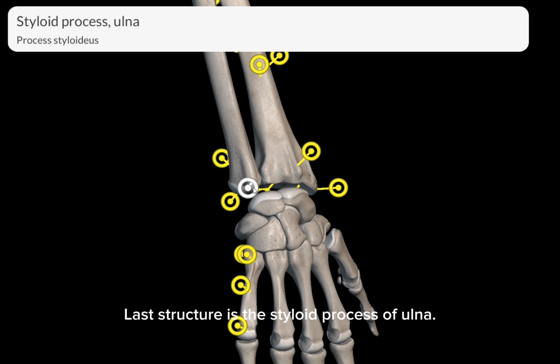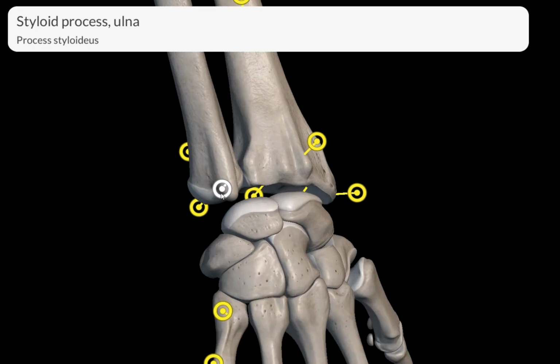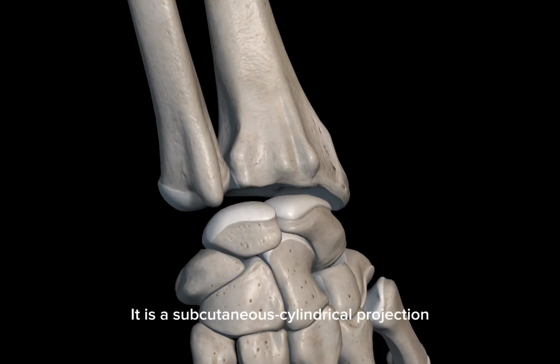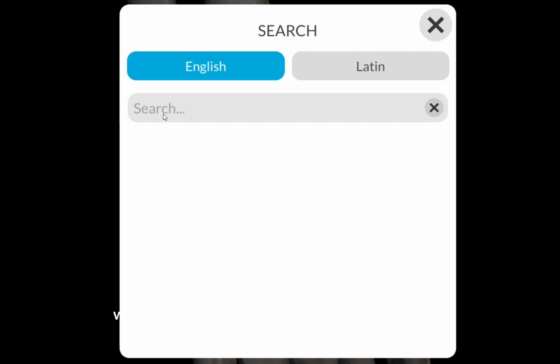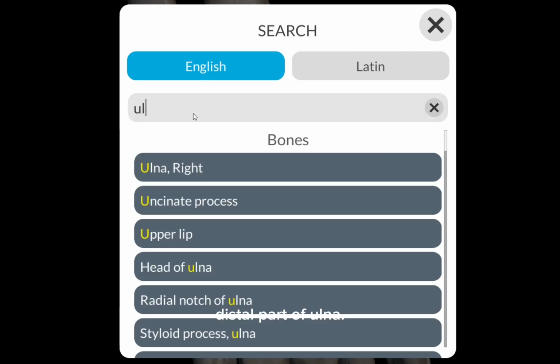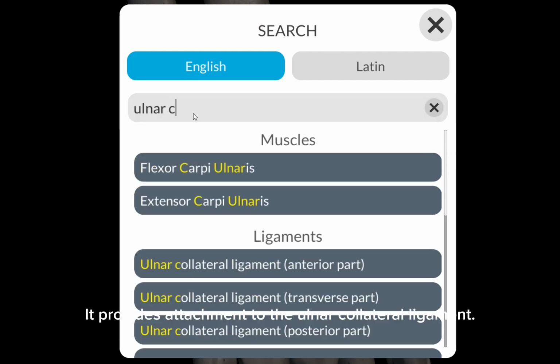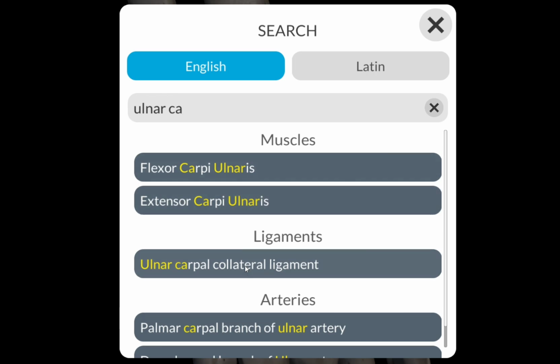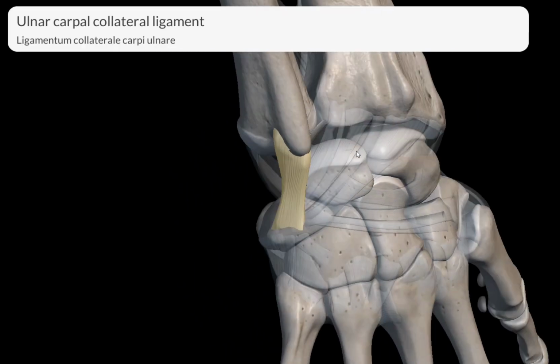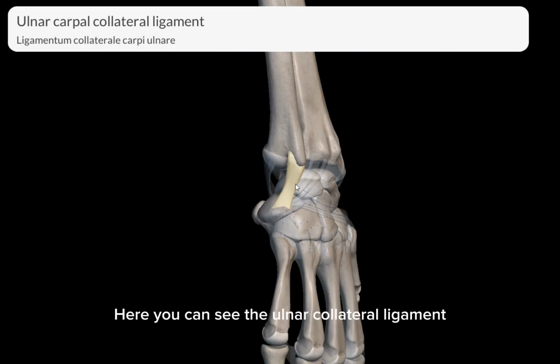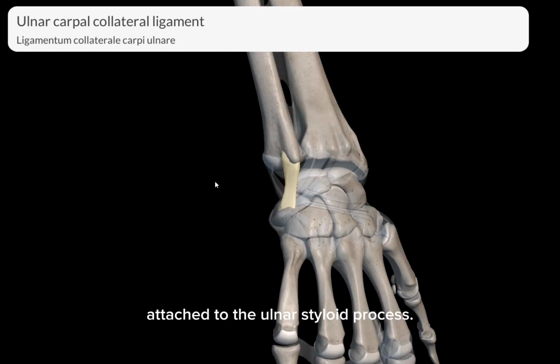Last structure is the styloid process of ulna. It is a subcutaneous cylindrical projection which is found on the posterior medial aspect of distal part of ulna. It provides attachment to the ulnar collateral ligament. Here you can see the ulnar collateral ligament attached to the ulnar styloid process.